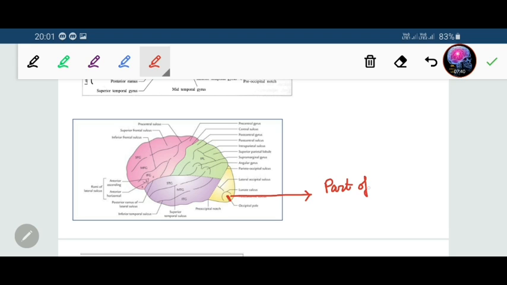Part of calcarine sulcus on superolateral surface.